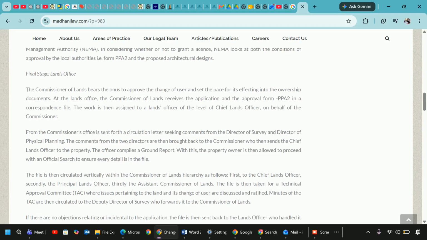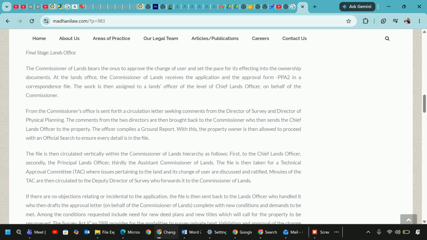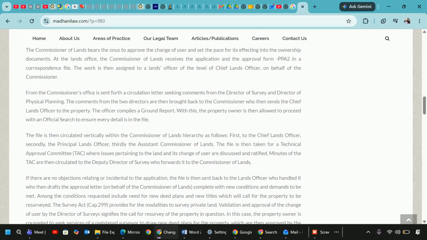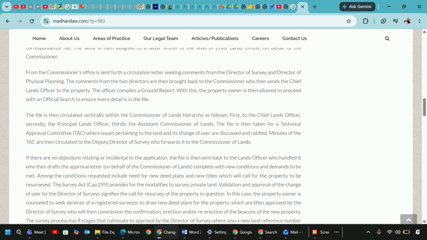Okay, and in this situation, the Commission of Lands will now decide to send who? The Commission of Lands will send the Chief Lands Officer to the ground to confirm. And there is a hierarchy: Chief Land Officer, Principal Lands Officer, then Assistant Commissioner of Lands. Then it will be taken to a technical approval committee. This is where the issues pertaining to the land and its change of use are discussed and ratified.